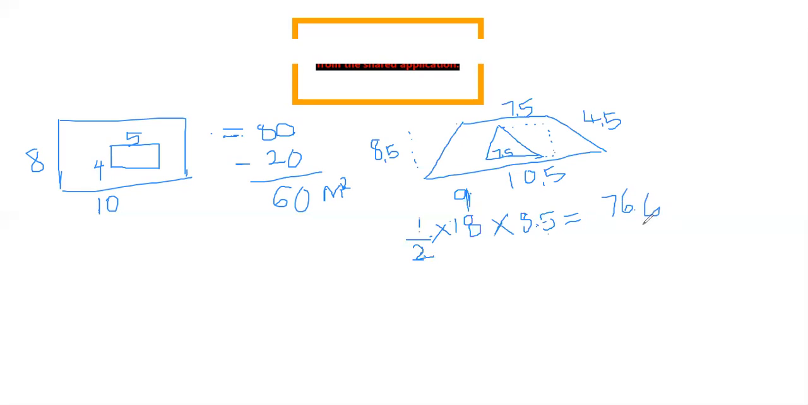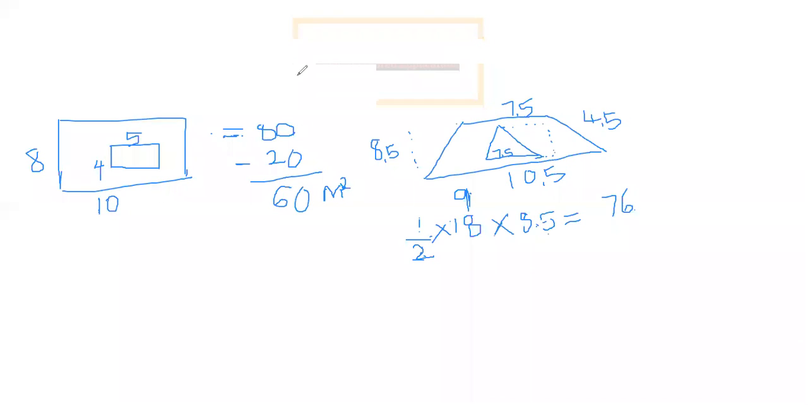So 0.5, not 6. It's 0.5. So let me just quickly erase this one. 0.5 like that. Okay. Now let me go on to the next one.